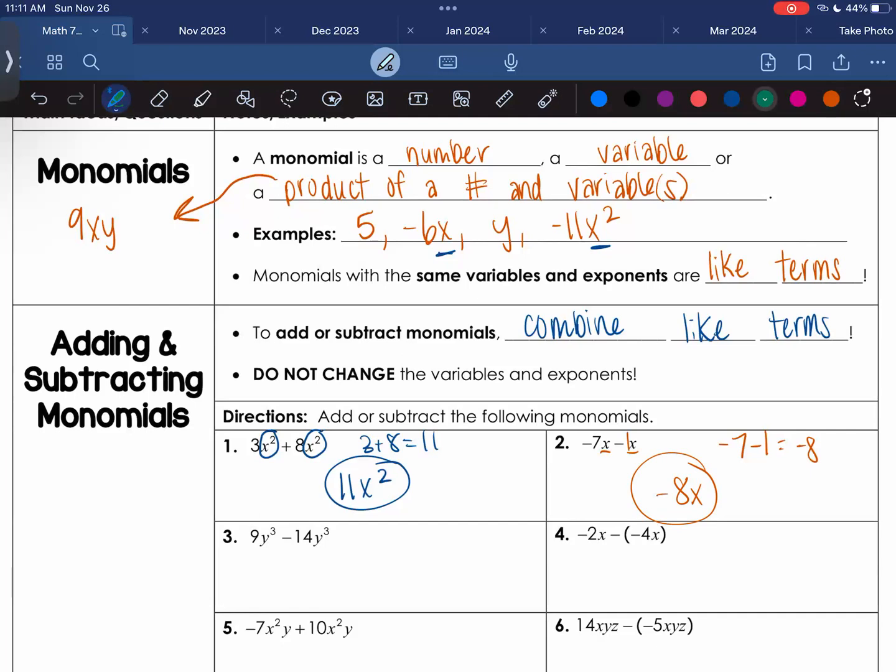All right, number 3, you should have done 9 minus 14, which is negative 5. And then our like term was y cubed. Number 4, recognize that we are subtracting a negative, which is the same thing as adding. So we have negative 2 plus 4. That's going to get us positive 2, and then our variable was x.